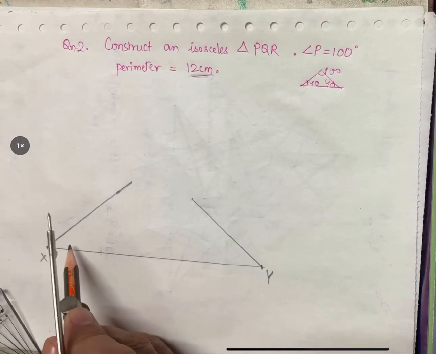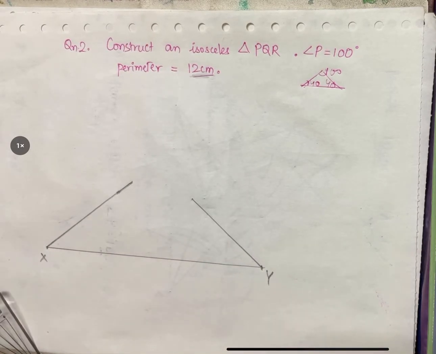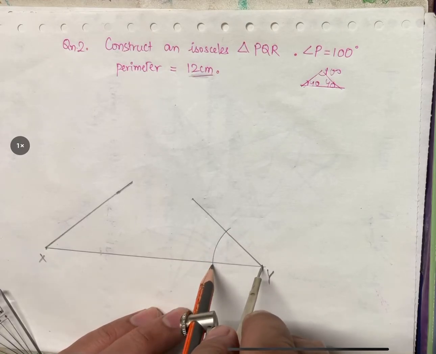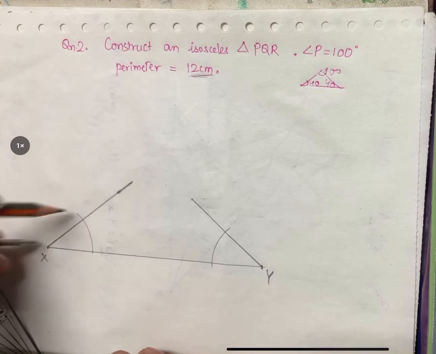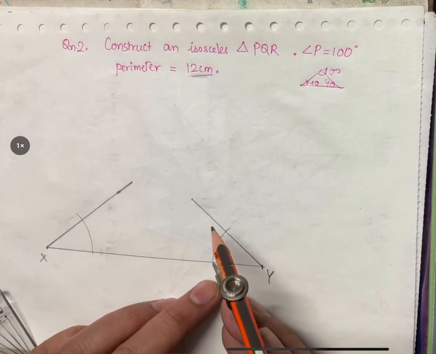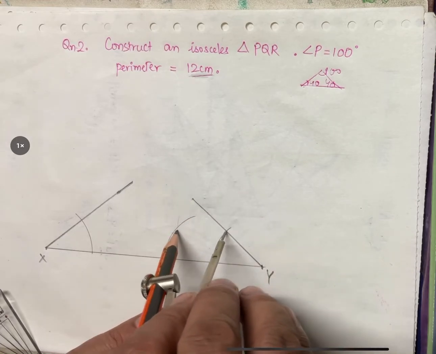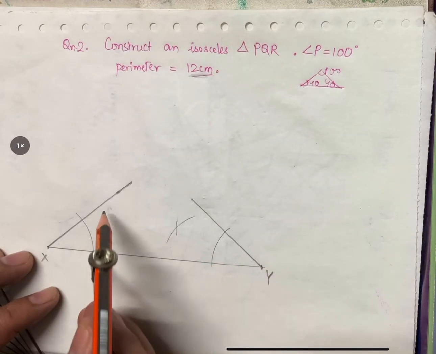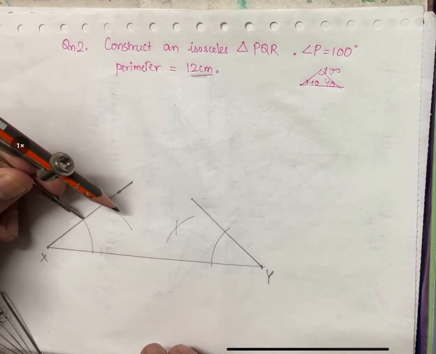Okay, what next? We have to make the angle bisectors of both these angles, angle X and angle Y. For that, we need to use the compasses. Put it here, make your arc. Similarly, put it here, make your arc. Now we have to bisect. Go to 0, intersect. Go to 40, intersect. So you will get the angle bisector from this one. Similarly, come here, go to 0, arc, and go to 40 and intersect the arc.